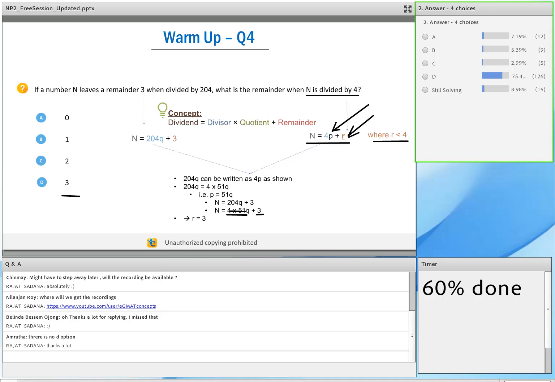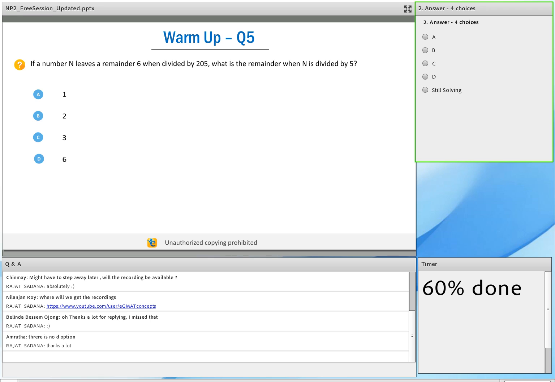Now we're going to go for our last question, and again I'm going to reopen the poll. I'm going to clear all answers. We're going to go to still solving once again. So this is the last warm-up question before we go on to real questions. In the next question, we're going to use the same concept. Let's get to about 60 people saying still solving. 3, 2, and 1. Let me remove broadcast results this time. And here is your next question.